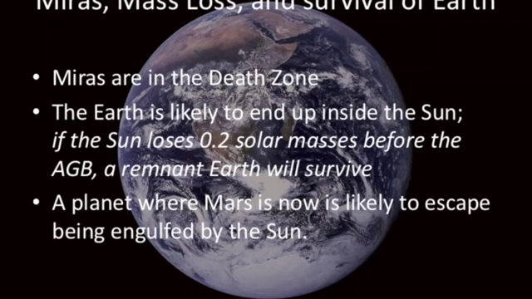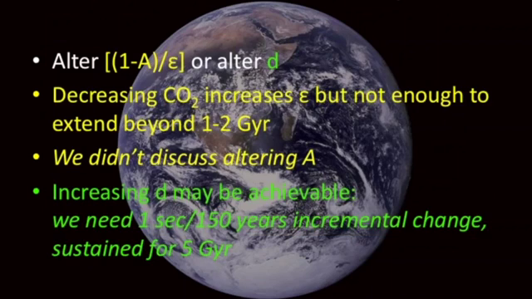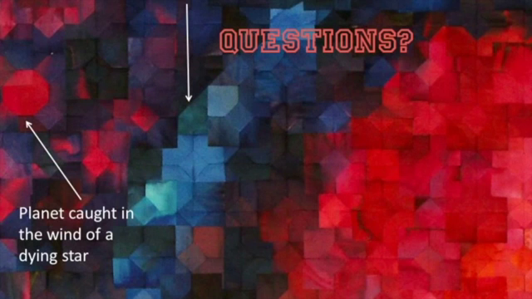So this is now my review of what I said. Miras are in the death zone. The Earth is likely to end up inside the sun. A planet where Mars is now is likely to escape. Earth will leave the habitable zone in about 1 billion years. The habitable zone will move out to Mars, and then out to the Kuiper Belt. To extend habitability, we might be able to alter the albedo factor. I didn't discuss altering the A part of that. That's a lot of fun too. And increasing the distance might be achievable if we can commit ourselves to small changes proceeding over a long time. And there we are.